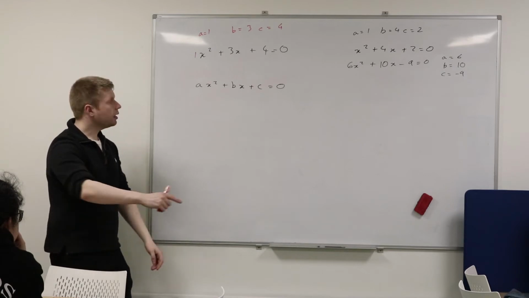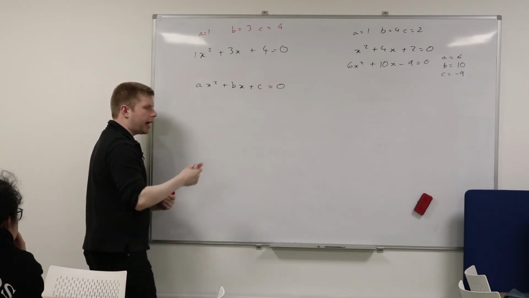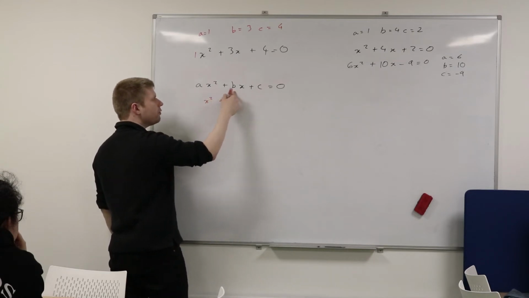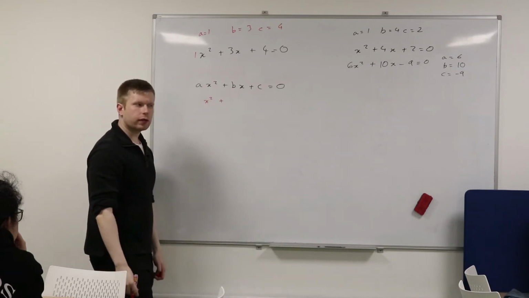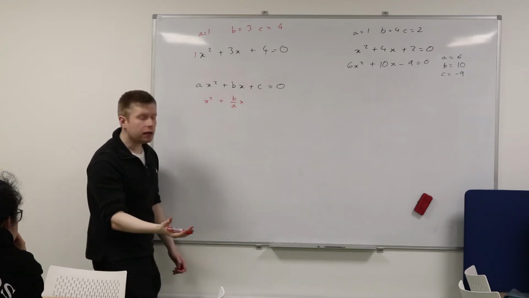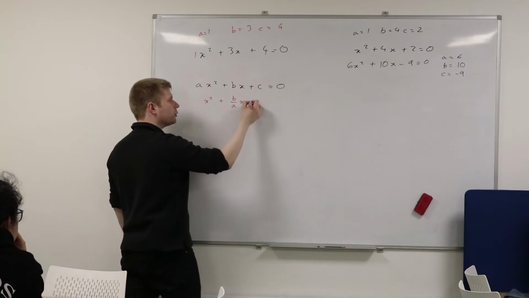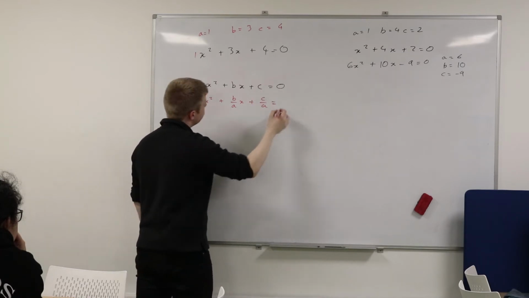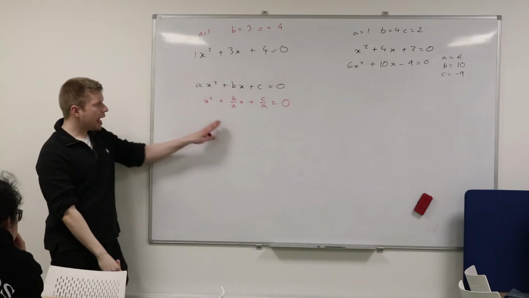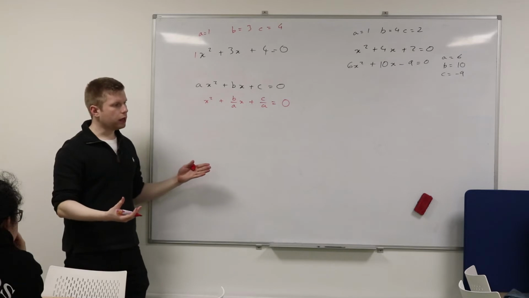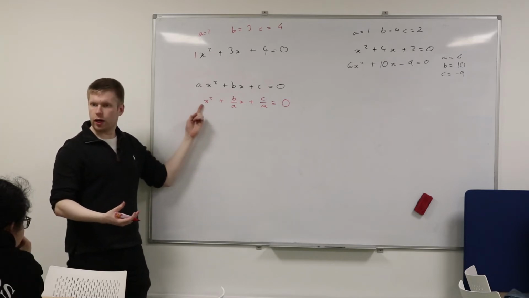Divide everything by A. So if I divide Ax squared by A, what do I get? Just x squared. If I divide bx by a, what do I get? b over a times x is fine. If I divide c by a, what do I get? c over a. And if I divide 0 by a, what do I get? Just 0. Okay. So now this looks a little bit more friendly to complete the square on, right? Because now I've got a monic quadratic.